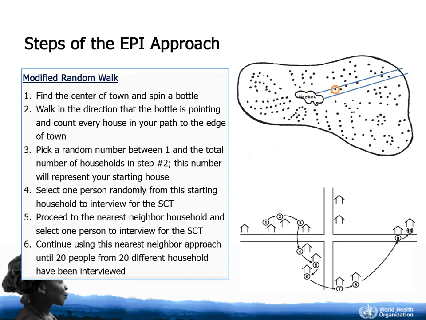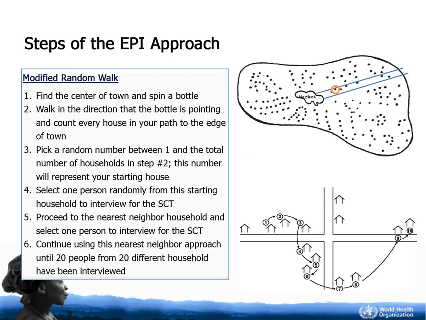To complete the EPI method, also known as the Modified Random Walk, you should find the center of a village and spin a bottle, pen, or stick. Next, walk in the direction that the bottle is pointing and count every house in your path to the edge of the village. After that, pick a random number between 1 and your total number of households that you found in Step 2. This number will represent your starting house.